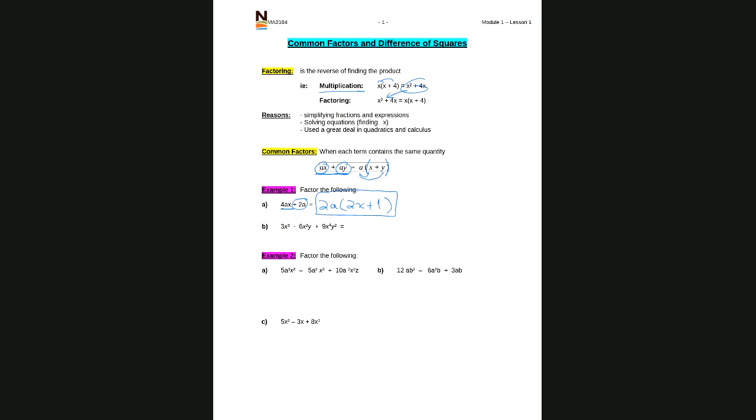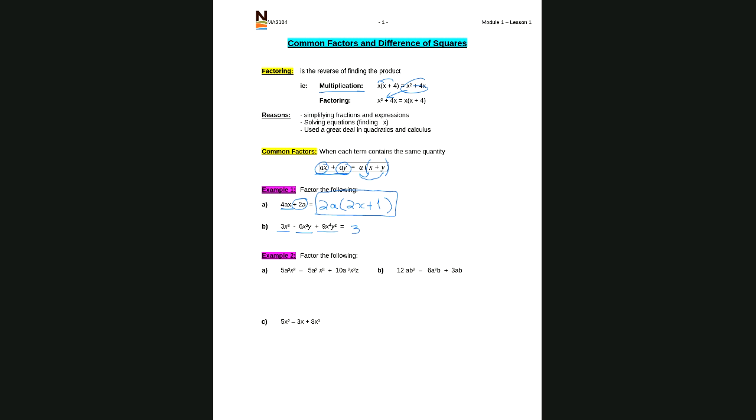The next example, we have three terms. So when we take out a common factor, there should be three terms in your bracket. Now we're looking for something common in 3x cubed, negative 6x squared y, and positive 9x to the 4 y squared. So now we have to not only look at the number, but look at the letters x and y. So for the number, the largest common factor is 3.